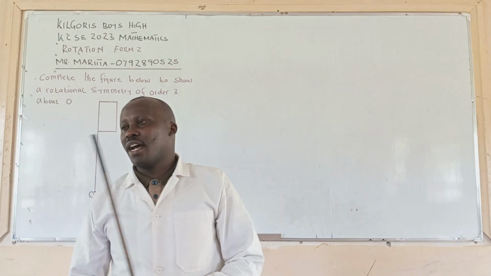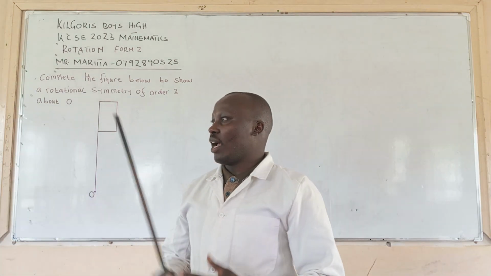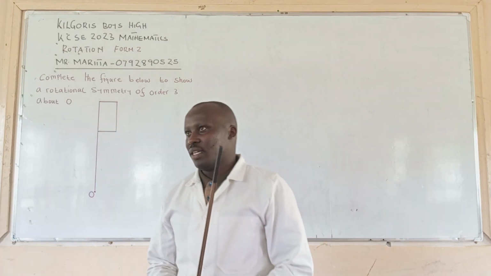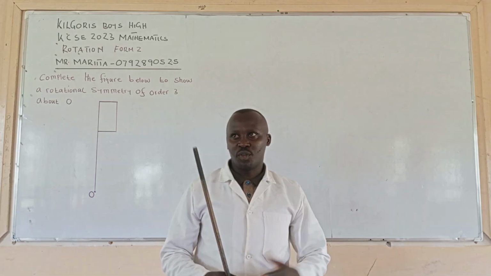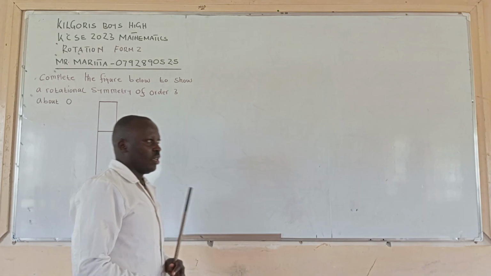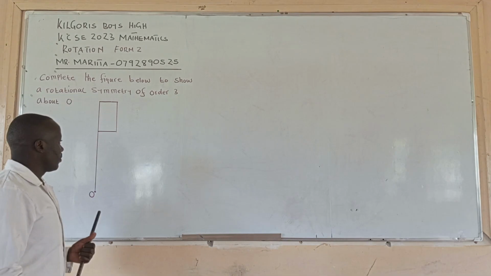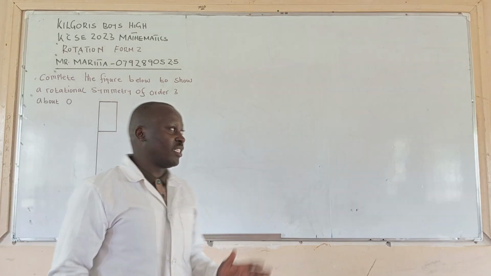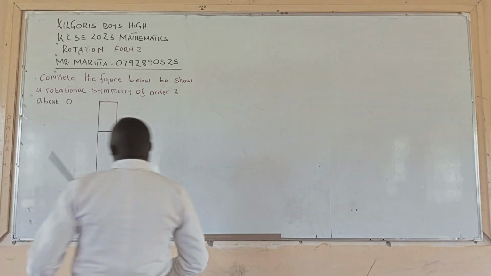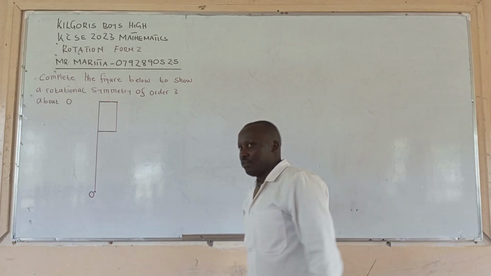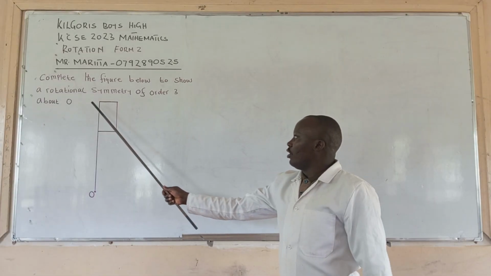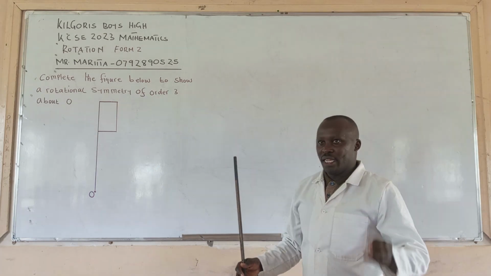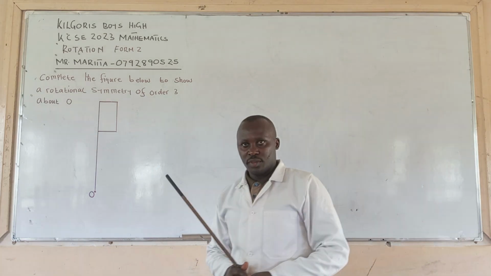Today we are looking at a question that was set in KCSE 2021 about rotation from Form 2. It was a very funny question where most of the students never attempted it. Complete the figure below to show a rotational symmetry of order 3 about O.